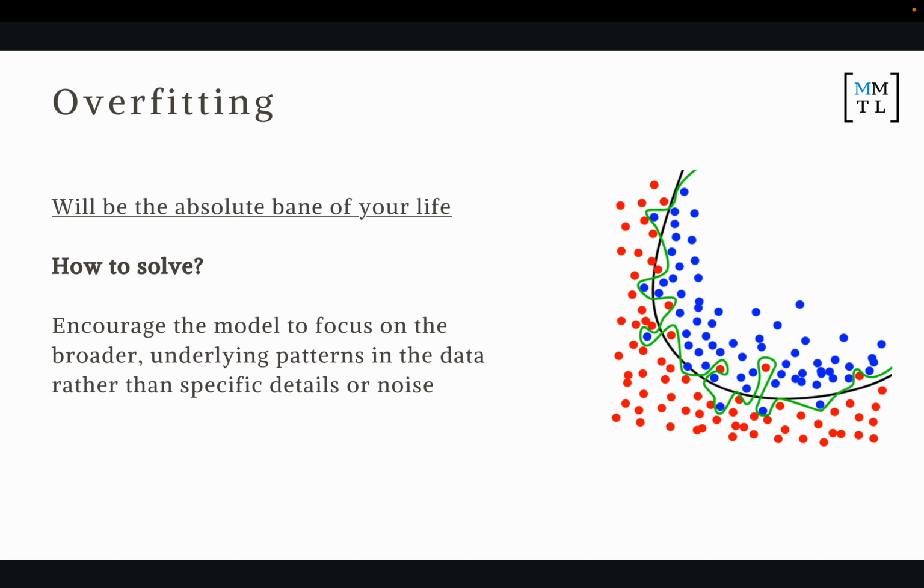So how exactly do we solve it? This green line here is a perfect example of overfitting. You see how it fits so perfectly to the data. It's so correct, but it doesn't really learn the general rules. Okay, so it's a bad thing to have. The conceptual way to solve this is to encourage the model to focus on the broader underlying patterns in the data rather than specific details or noise, okay?